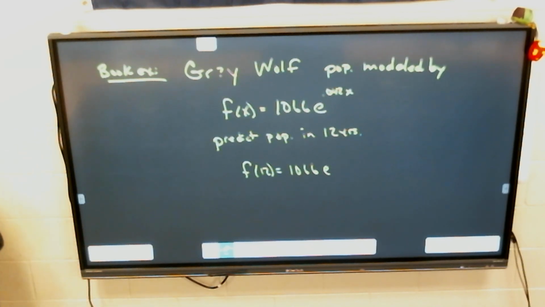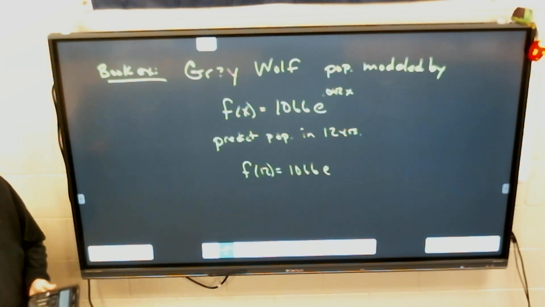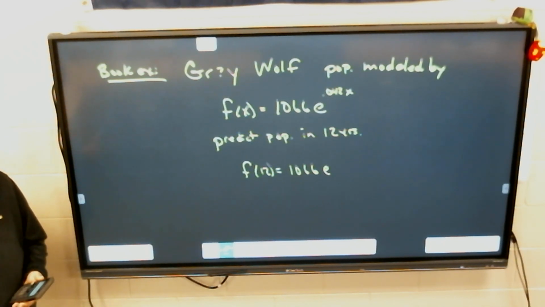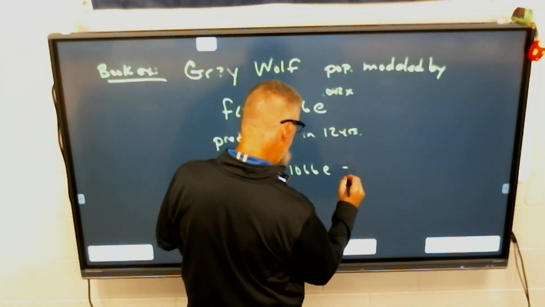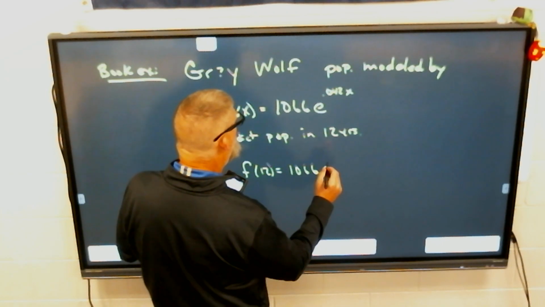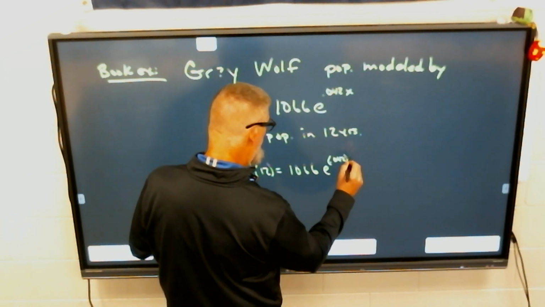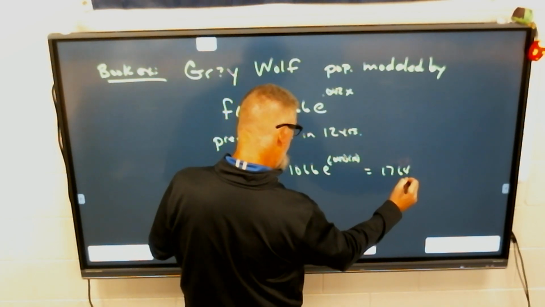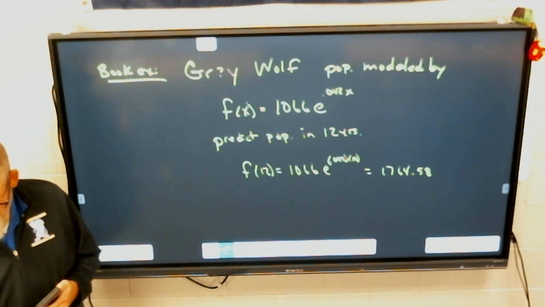Wait, so 1066 times E. Where's E again? Should be right there. I got 1,111.726, or just e to the 0.042 times 12. Nice. I got 1,764.58. I forgot to times it by 12.